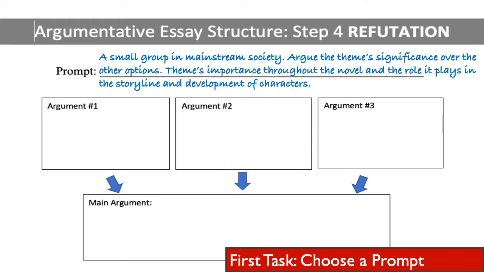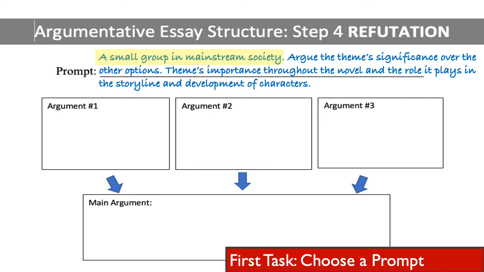Okay, so here's my prompt. I've written it down on my paper. Remember, I'm going to do the small group in mainstream society. I've written the rest of the prompt down. It's important that I have the rest of the prompt on my paper so I'm reminded that I also need to argue the theme's significance. I need to talk about the importance of it within the novel, the role it plays in the storyline, and the development of characters.